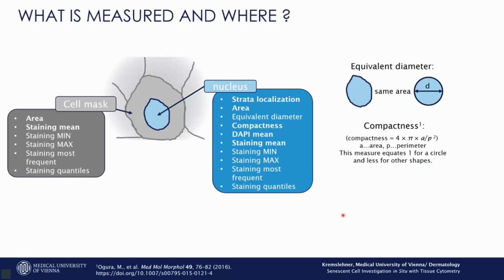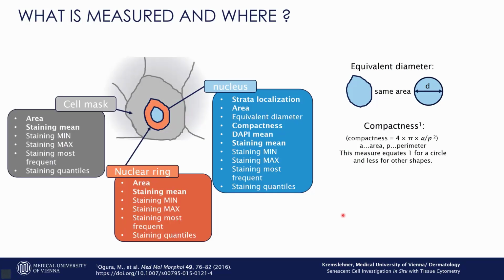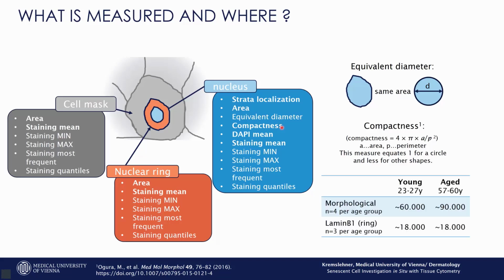So we export a huge variety of measurements from these masks, and we plan to use a lot of them for future clustering and prediction experiments. But at the moment, let's focus on the morphological markers, especially the size or the area and the compactness of the nuclei. And in our data set, we have 4 donors per age group with roughly 20,000 cells per donor.